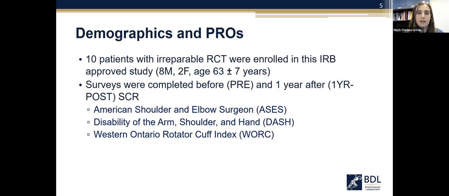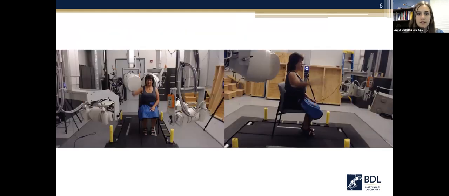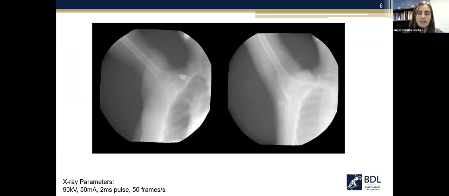10 patients with irreparable rotator cuff tears were enrolled in this IRB-approved study. Patients were tested before and 1 year after SCR, and the ASCS, DASH, and work surveys were all collected at both time points. During testing, we imaged the affected shoulder during three trials of a hand-to-head motion. At each visit, synchronized biplane radiographs were collected at 50 images a second for 2 seconds.